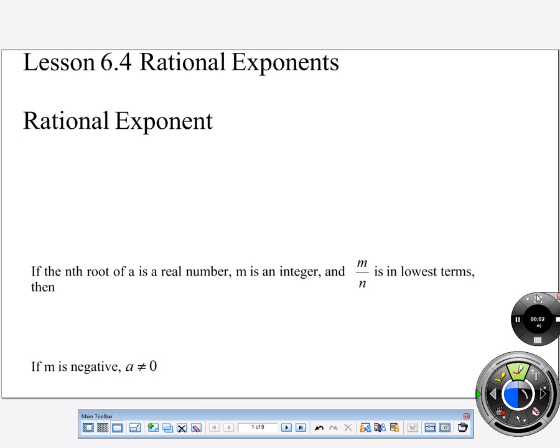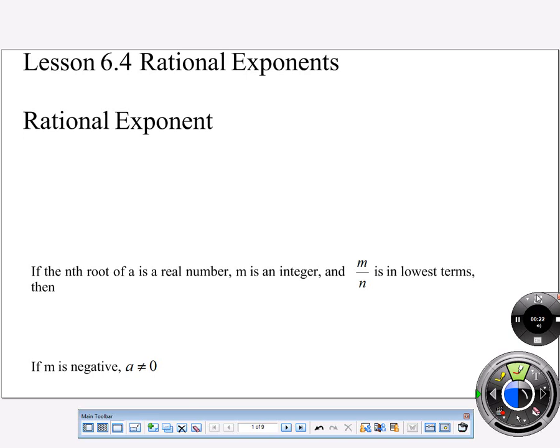Exponents that can be written as a fraction. So you've kind of dealt with these before. When you had an exponent of 2, is 2 a rational number? Yes, it can be written as a fraction, 2 over 1. But have you ever seen something with an exponent of like 3 over 2?